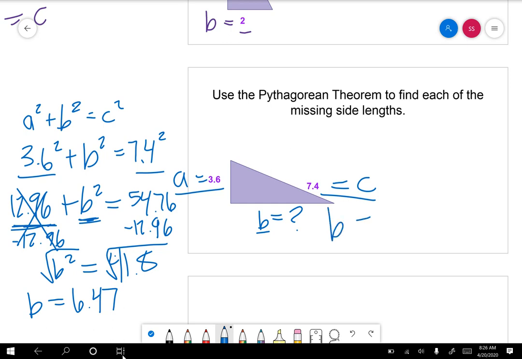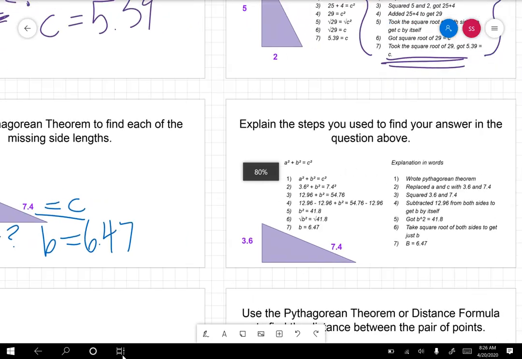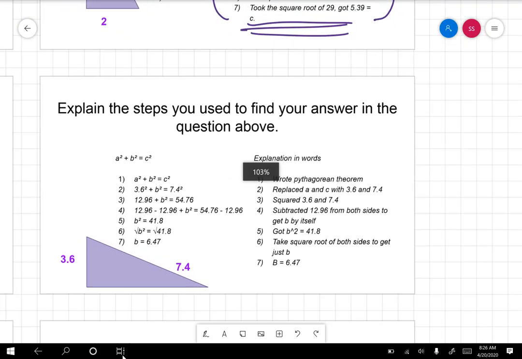Okay, so now we know side length b. So you can use Pythagorean theorem not only to solve for c, but you can solve for b and a, right? It's just like a multi-step equation, right? Solving for a two-step equation, right? We need to isolate b squared or isolate a squared. Same concepts there.